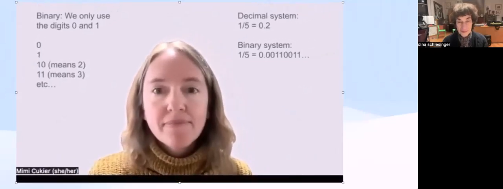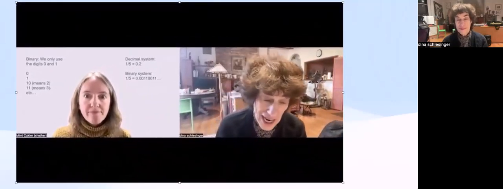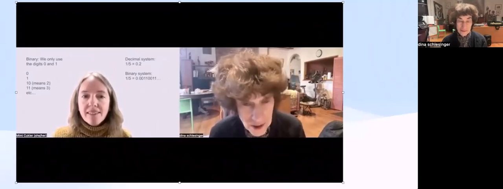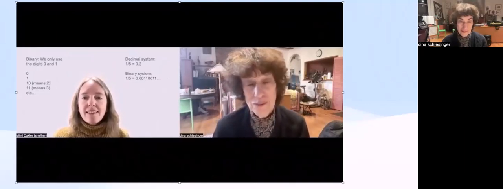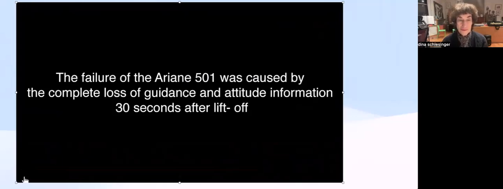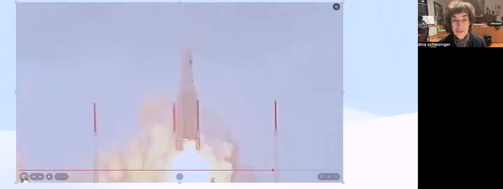Great, I get it. And now for real world examples. I read that a rocket crashed because of the way the programmer stored numbers in this binary format. Can you explain why that crash happened? Yeah, so this crash happened in 1996. It was the Ariane rocket, and this was part of the European Space Agency's program.